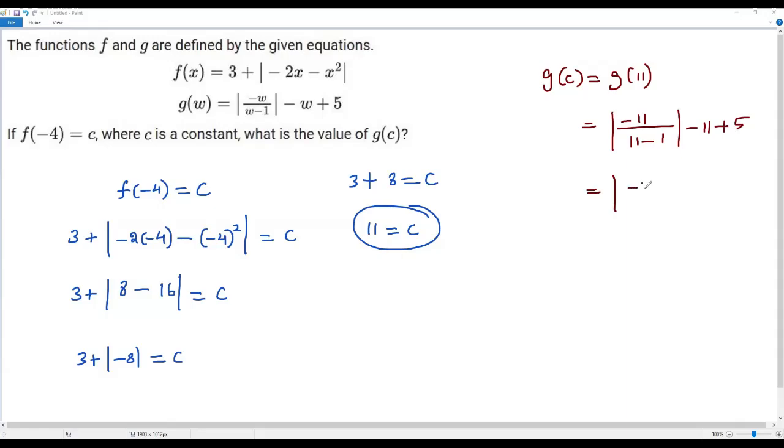So when I simplify, I'm getting absolute value of negative 11 over 10, minus 11 plus 5. When I divide negative 11 by 10, I'm getting negative 1.1, that is absolute value of negative 1.1. When I combine negative 11 and positive 5, I'm getting negative 6. The absolute value of negative 1.1 is just 1.1, minus 6. When I combine these two numbers, I'm getting negative 4.9. So the value of g of c is negative 4.9.